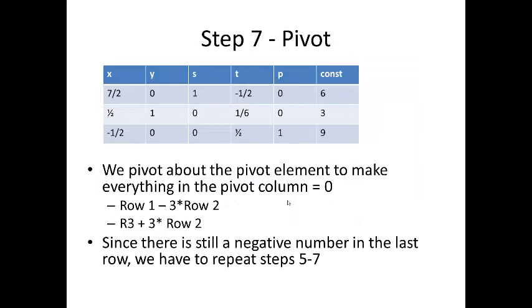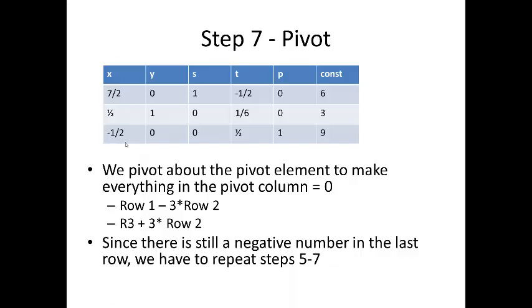Now we go about doing the pivot, and the pivot is like Gaussian elimination. We pivot based on the pivot element to make everything else in that pivot column equal to 0. So for row 1, we take 3 times row 2 and subtract it from row 1. And we take row 3 and add 3 times row 2 to make everything else in the y column equal to 0. Since there's still a negative number down in the last row, we need to repeat steps 5 through 7.